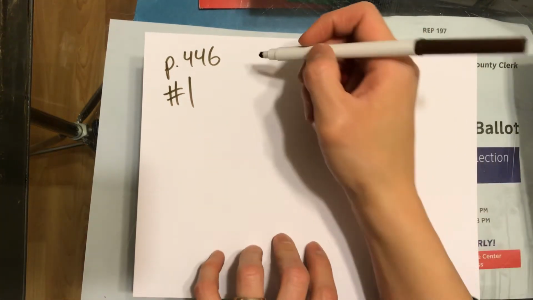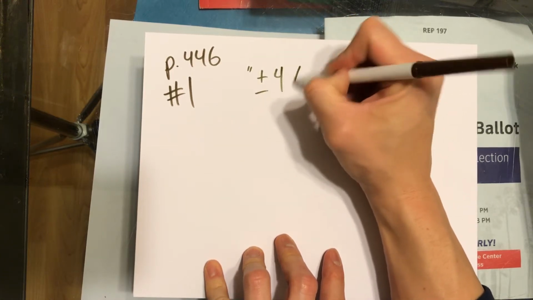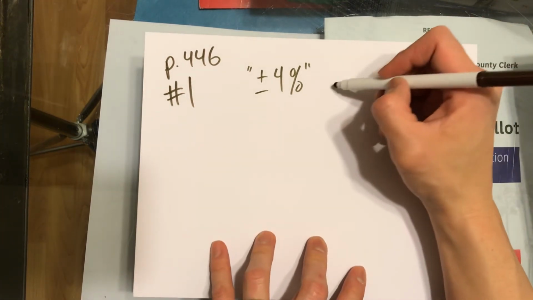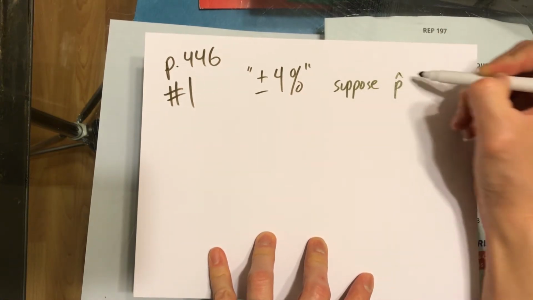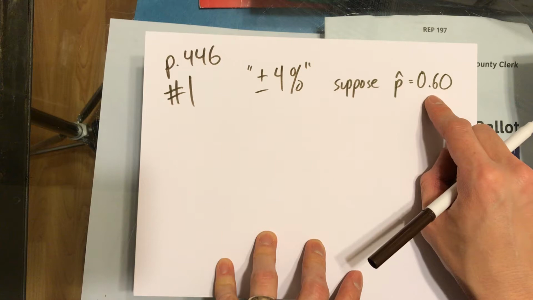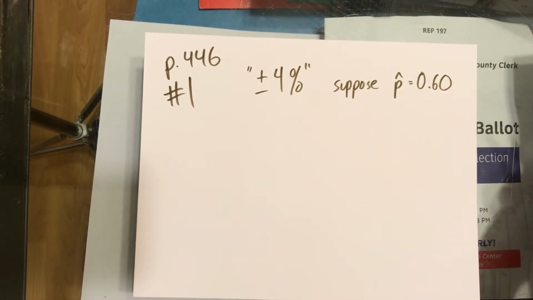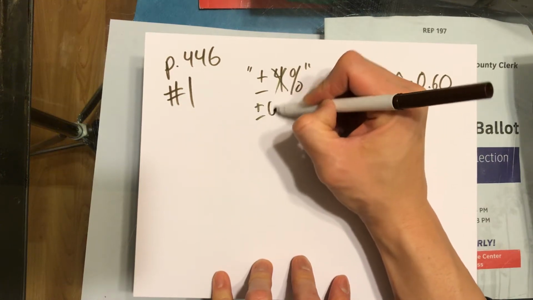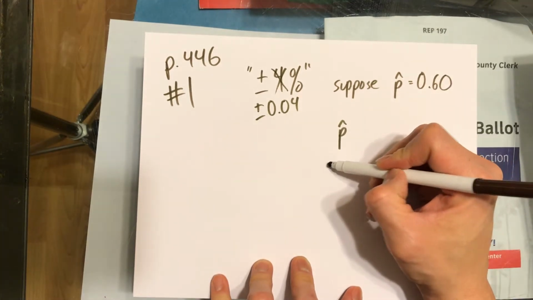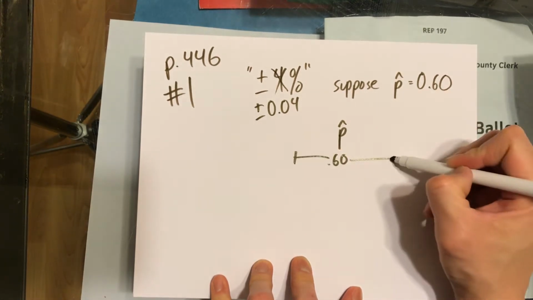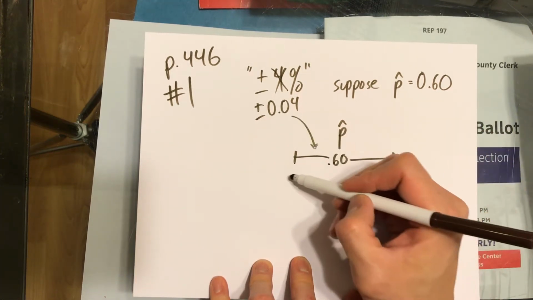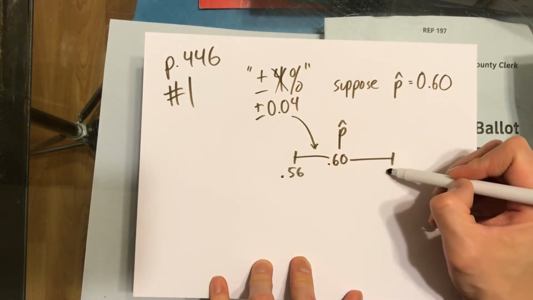Okay. So the news reporter said plus or minus 4%. Okay, what does that actually mean? So let's suppose that the sample proportion was 0.60. So 60% of whoever was voting voted for candidate A. If we change this to plus or minus 0.04, if your p hat is 0.60, we leave a little margin of error. That means it could be as low as 0.56 or as high as 0.64.